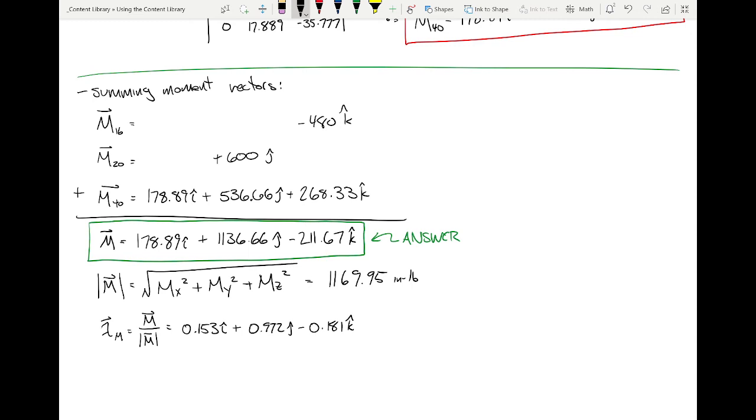And so all you have to do is take the inverse cosine of these terms, and you get 81.2 degrees, 13.7 degrees, and 100.4.